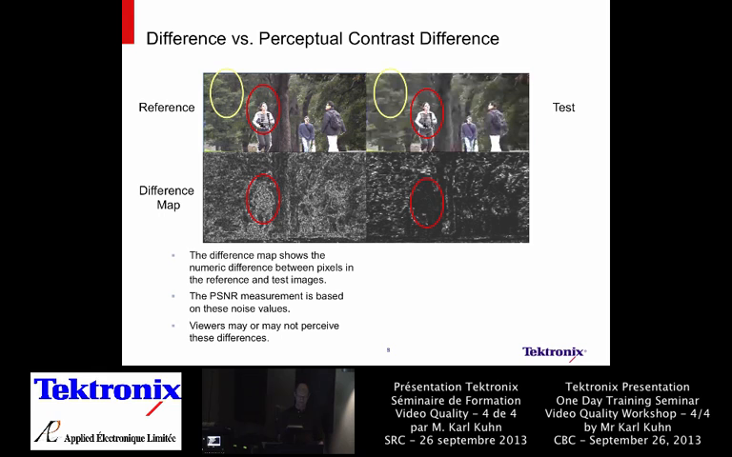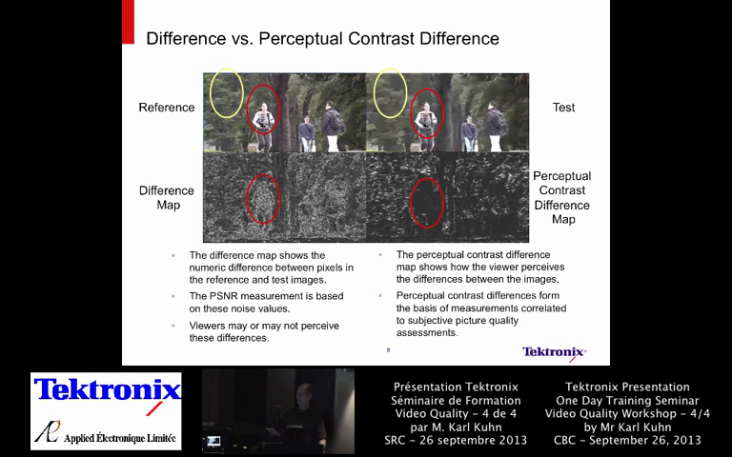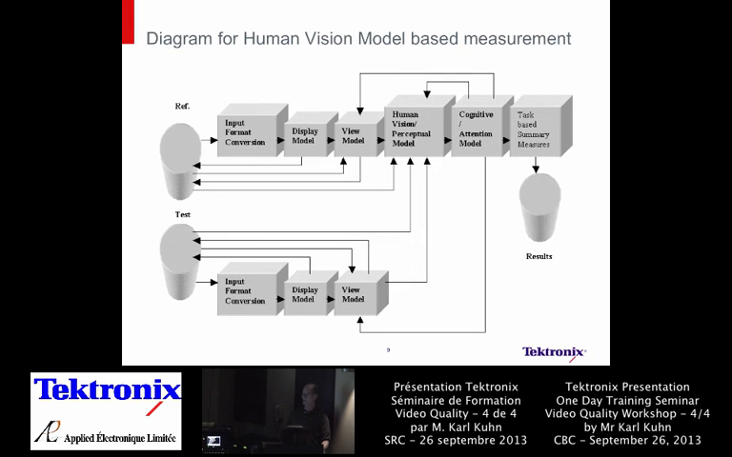Difference map. So PSNR, it's kind of all over the place. It's just noise. Here we are with difference map based on human vision modeling. We see where actually the human eye is drawn. How does all this rocket science happen? As I said, there's white papers I can't even begin to explain, but I'll give this one a try.